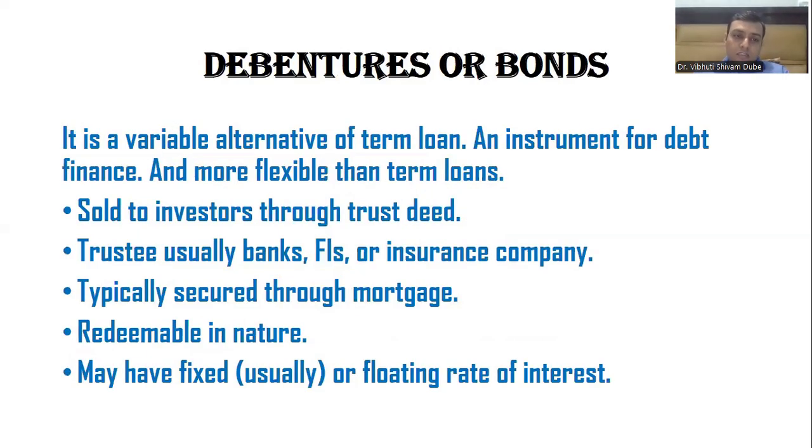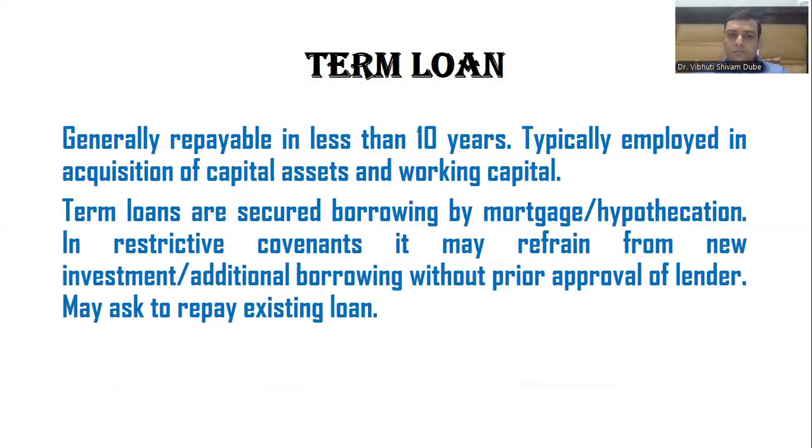Debentures or bonds are a variable alternative to a term loan, an instrument for debt finance and more flexible than term loans. They are sold to investors through trust deeds. The trustee, usually banks, financial institutions, or insurance companies, is typically secured through mortgage. They are redeemable in nature, and may have a fixed or floating rate of interest.